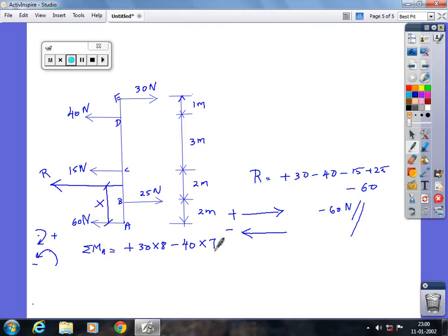Okay, so now I'll ask you questions. What will be the moment of this 15 Newton force with respect to this point? Very good. Minus 15 into 4, that is correct. And what will be the moment of this force with respect to this point? It's going to be clockwise. Excellent. So plus 25 into 2. And will this force have any moment with respect to this point?